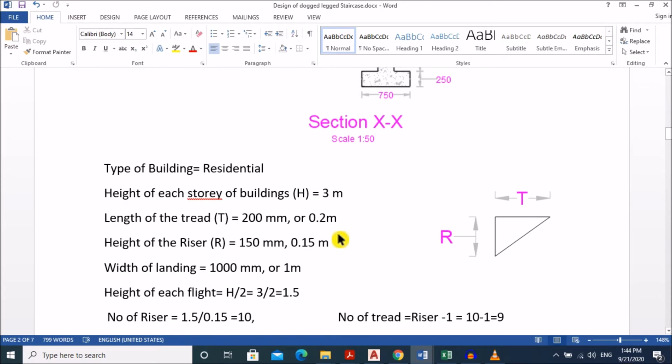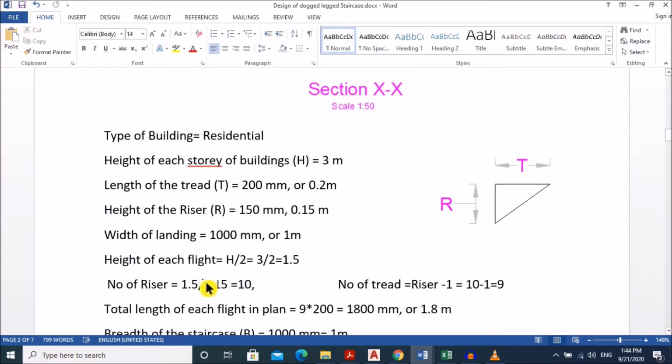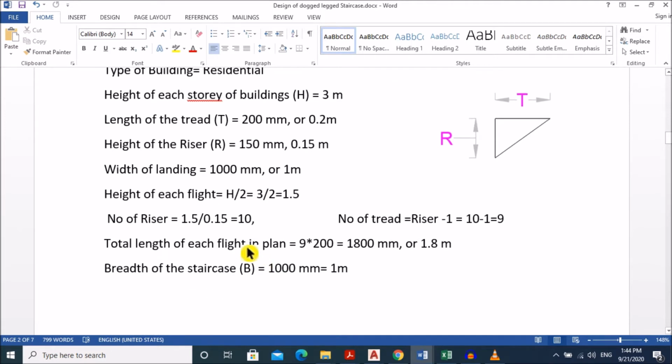The type of building we are going to design is a residential one. Height of storey of this building is 3 meter. The width of tread is assumed to be 200 mm, and height of riser is 150 mm. The width of landing is assumed to be 1 meter, and since it is a two-flight staircase, the height of each flight is 1.5 meter. Number of risers equals 1.5 by 0.15, that is 10, and number of treads equals risers minus 1.